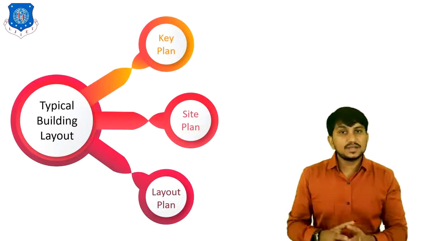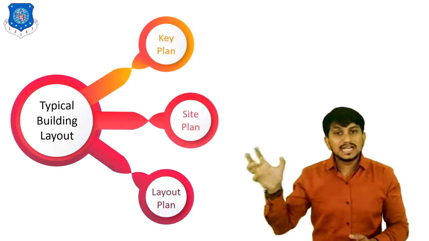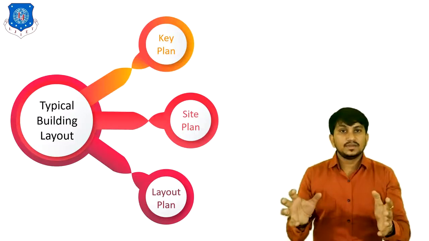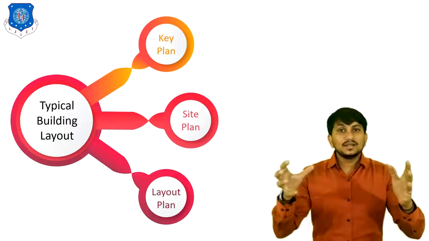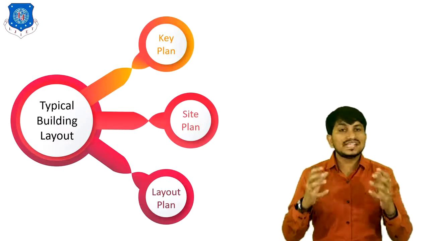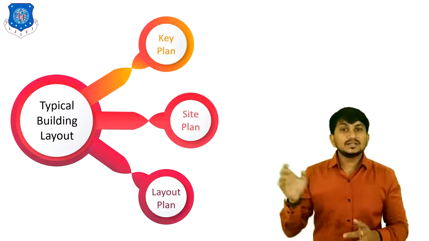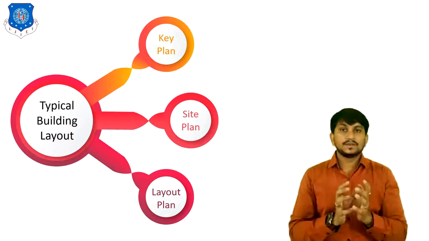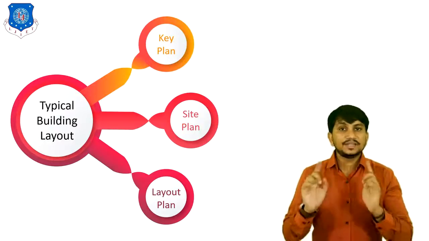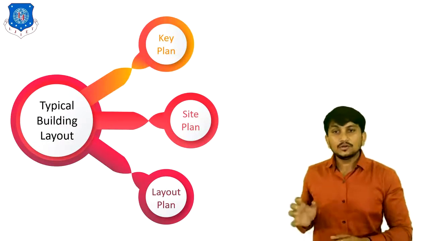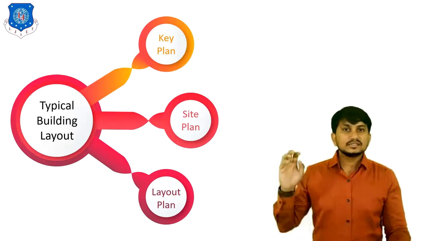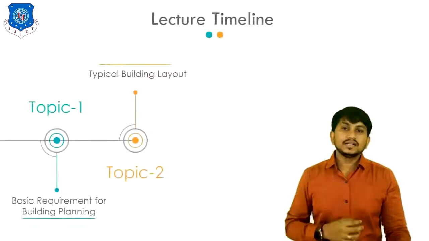So you can easily understand the difference between key plan, site plan and layout plan. Key plan is for larger area showing number of adjacent properties of the area, and it is used to reach the site. Site plan shows the boundary of the area. It also shows number of adjacent buildings around the site. And layout plan is the plan of the whole site. That's all about the typical building layout.